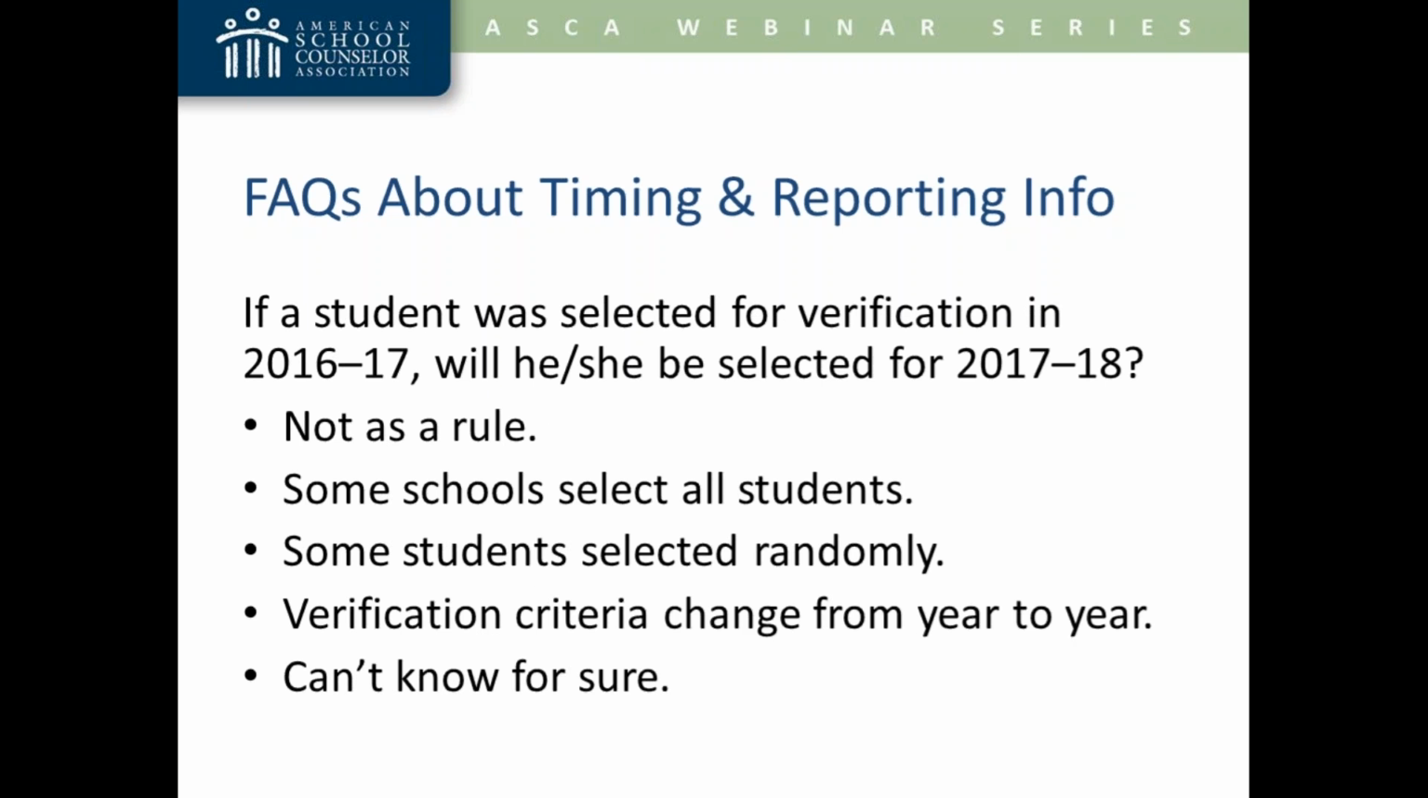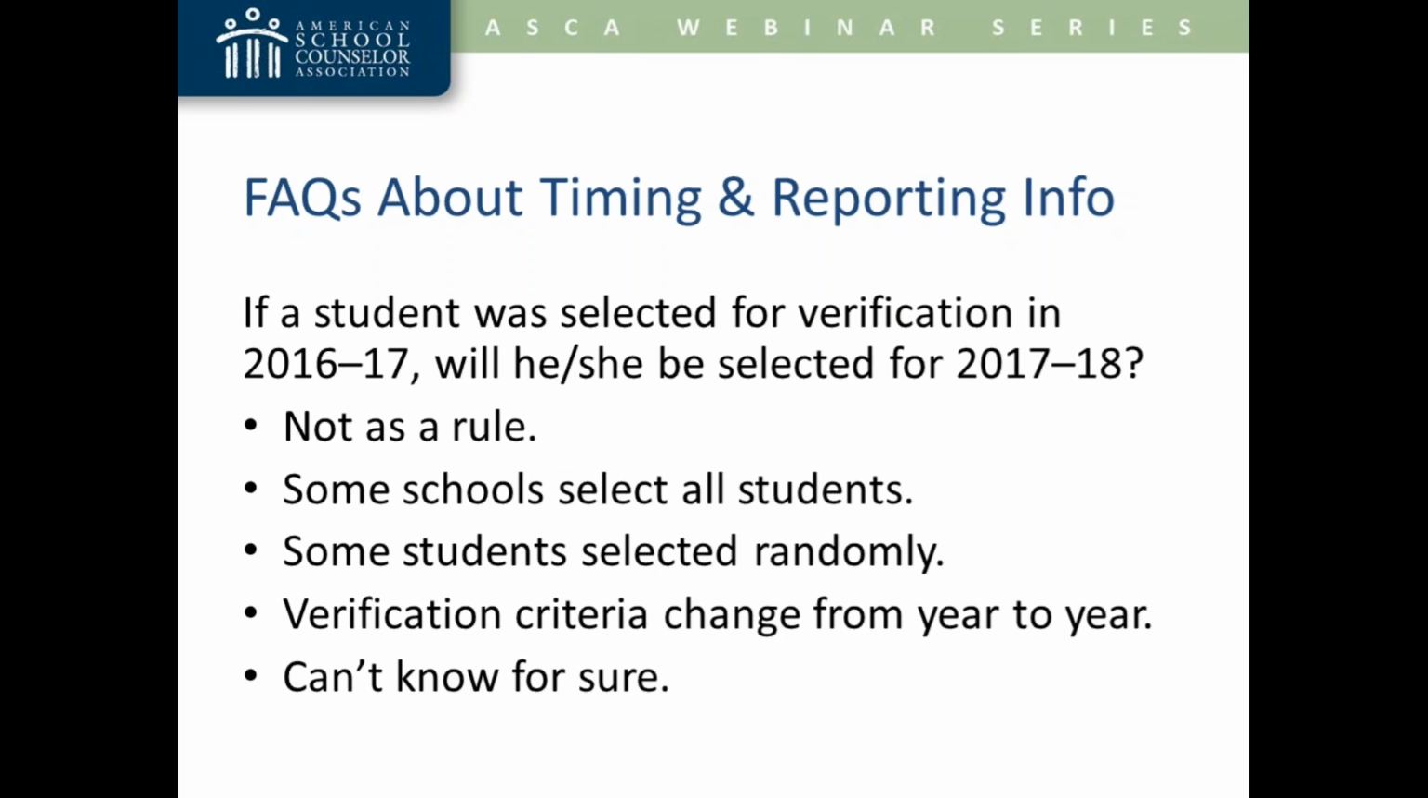Another FAQ is, okay, let's say a student was selected for verification in 16-17. Since 17-18 asks for the same year of tax information, is the student going to be selected for verification in 17-18 as well? No, there is not a rule in place that if a student was selected last year, they'll be selected this year as well, just because we're asking for the same tax information. But there isn't a rule in place that says they won't. It is possible to be selected 2 years in a row.